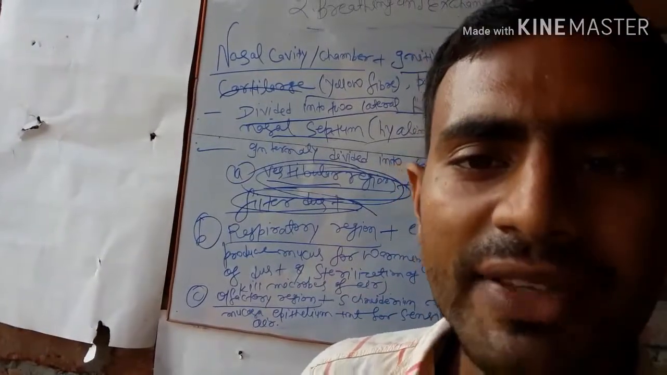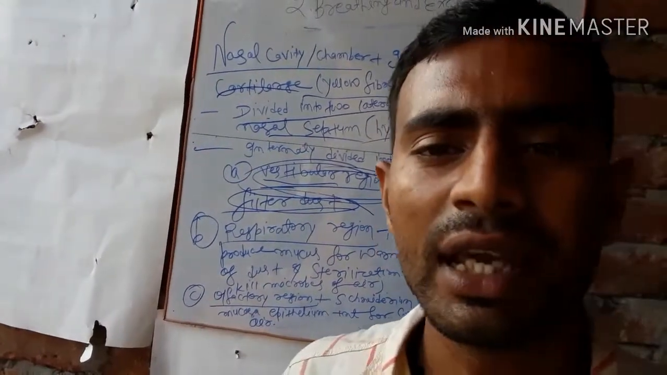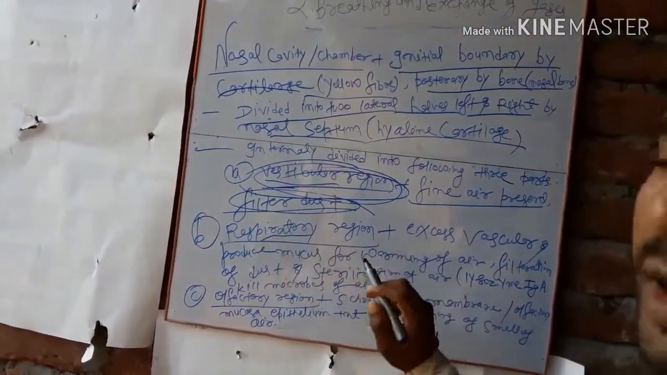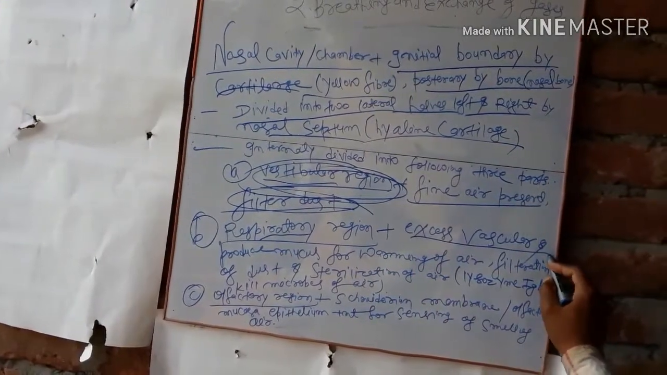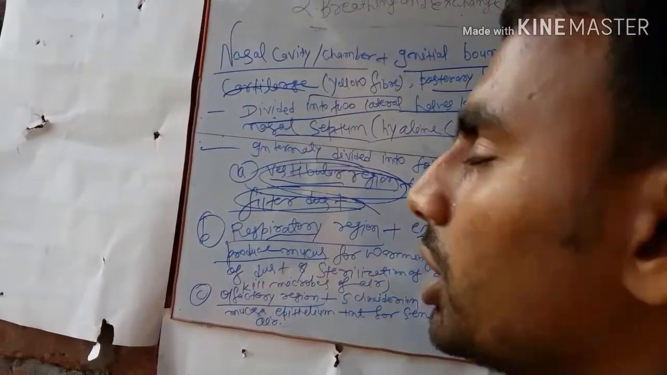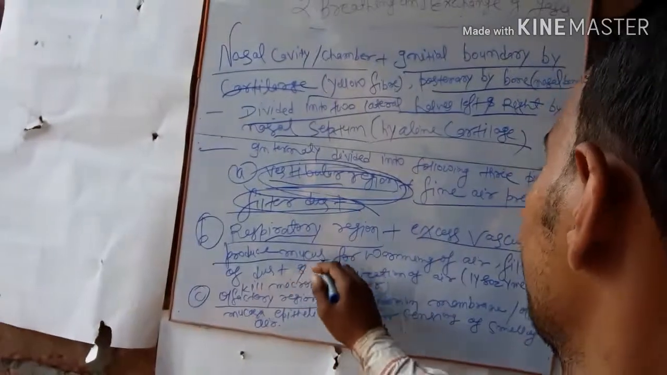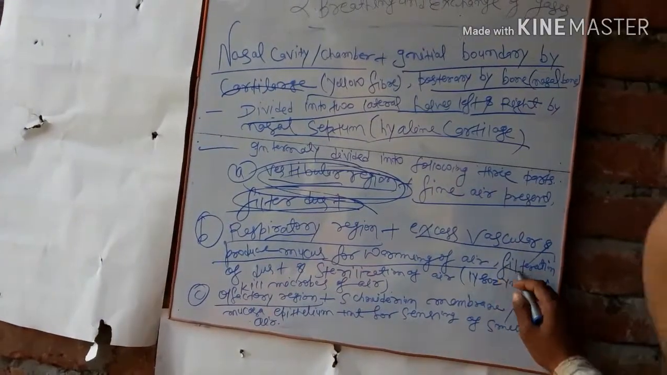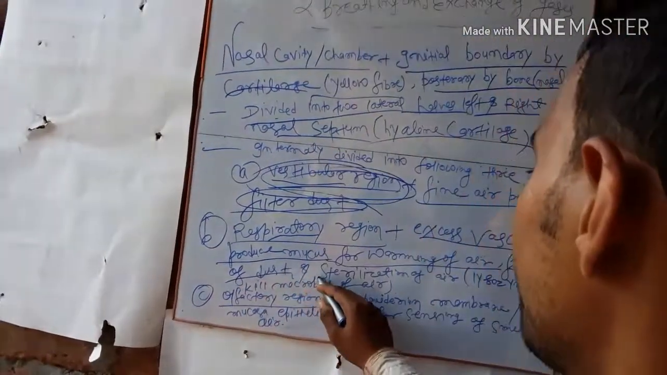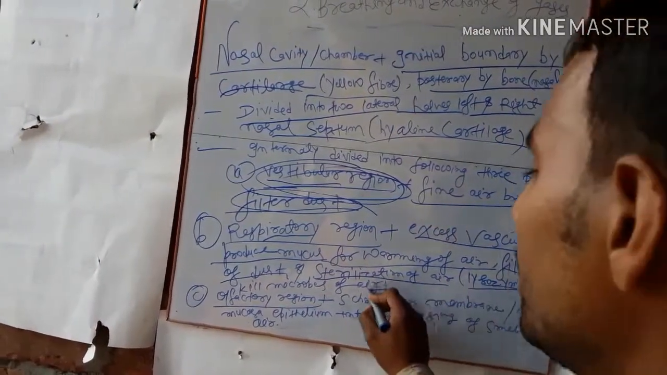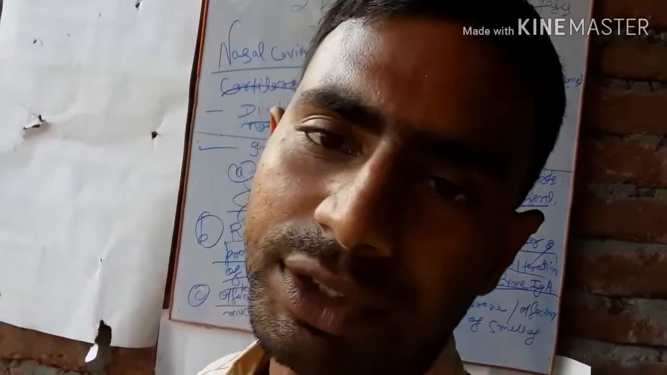Second, in the respiratory region, mucus formation happens. The respiratory region is highly vascular and produces mucus. But why? For warming of air, filtration of dust, and sterilization of air; lysozyme and IgA kill microbes of the air.